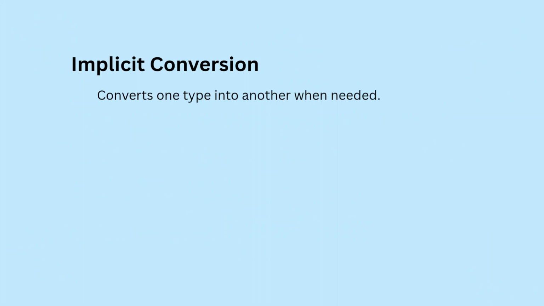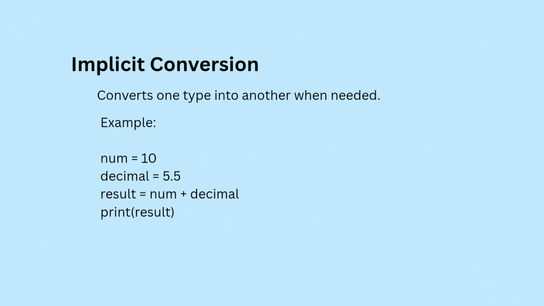Let's see an example. Here, number equals 10, which is integer data type, and decimal is another variable which stores 5.5, that is float data type, and result is the last variable, that is number plus decimal. Means we have to find their sum, and we have to print the result.